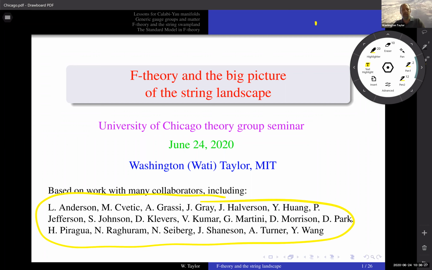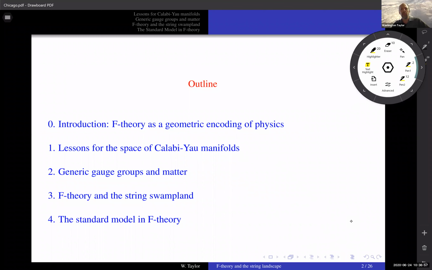So I've got lots of work on this, which I'm really just going to give a big picture of. It's a little bit like if someone spends 10 years in an exotic continent like Australia or Africa, and they come back and try to give you the highlights of that. I'm really not going to try to dig too deeply into the details. I'm going to try to focus on some of the main lessons we've learned and understand how F-theory gives us a global picture of many aspects of the space of string theory solutions.